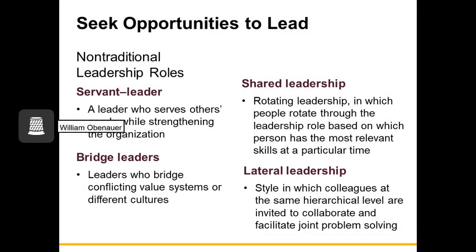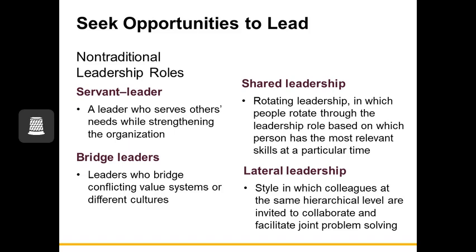Servant leaders work to benefit the organization by meeting the needs of its members. They often prioritize the needs of their employees. Bridge leaders leave their cultures for a period of time and then return to lead. Upon returning, they're able to use their understanding of different cultures and values to bridge gaps within the organization.